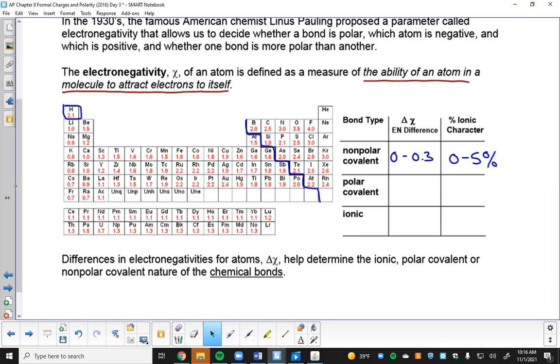Of course, all diatomics, like fluorine, F2, Cl2, O2, N2, all your diatomics have a zero electronegativity difference, and they're essentially perfect sharers of electrons.